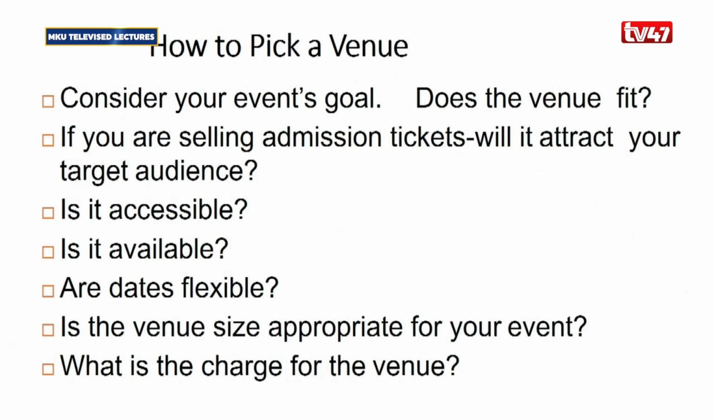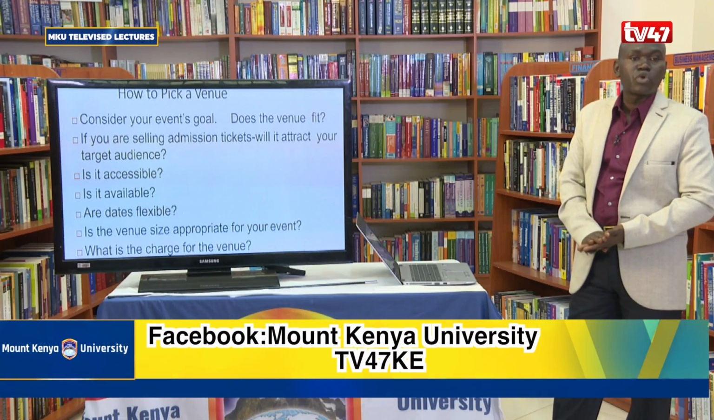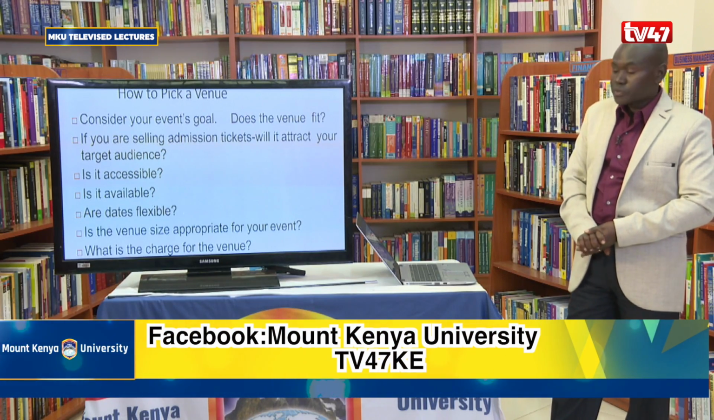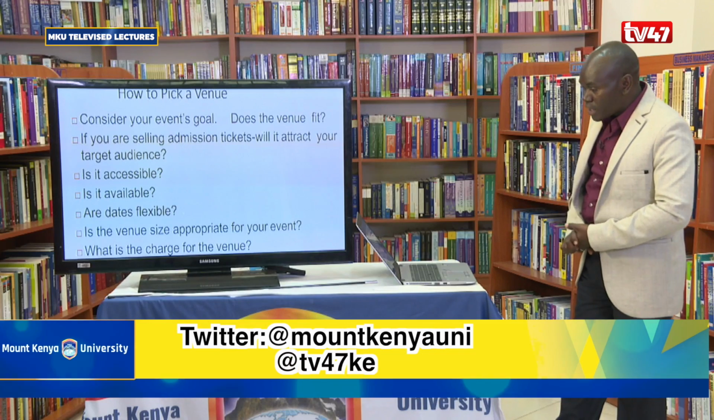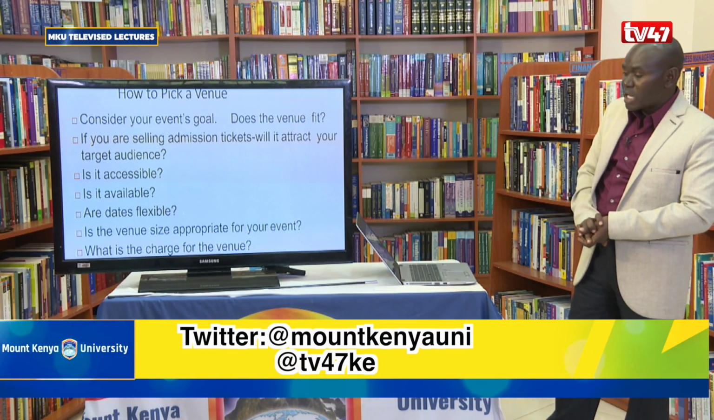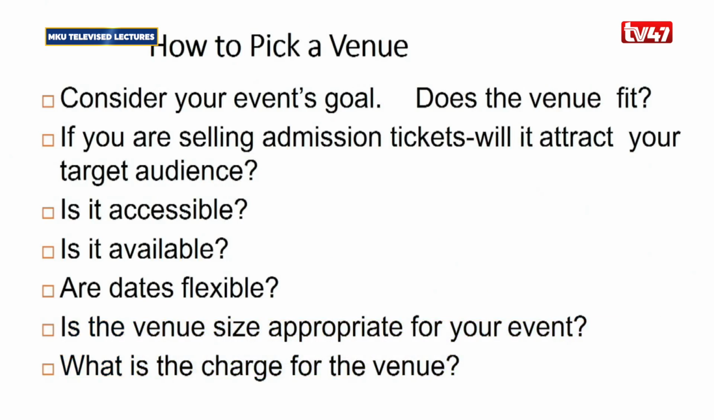Secondly, if you are selling admission tickets, ensure that the venue is able to attract the target audience. So don't take it to a place where the audience will not be able to access the event. Thirdly, ensure that it's accessible, it's available, and the dates are flexible. That is, in the event there's any change of the timelines and the dates of the event, then you can still negotiate flexibility on the availability of that venue.